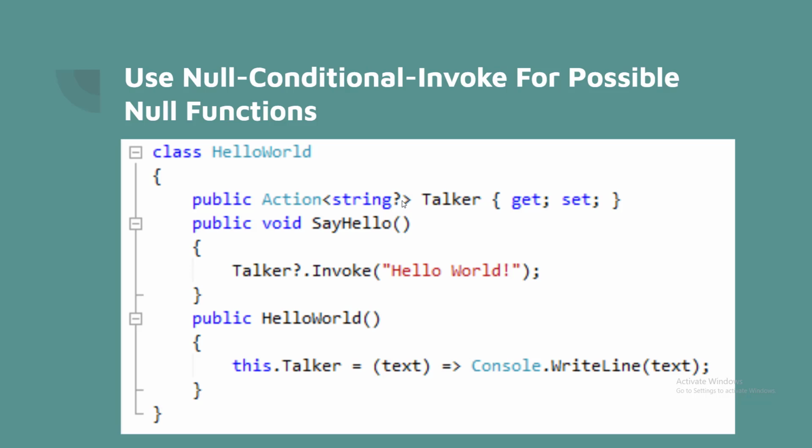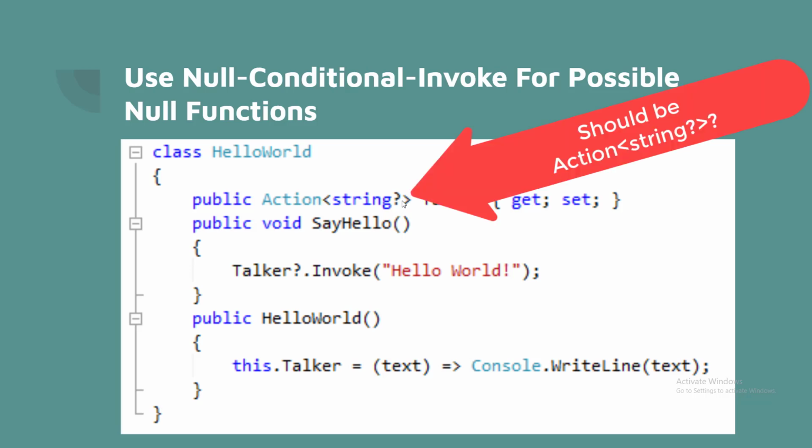So talker question dot invoke will never throw a runtime error if talker is null. Isn't it the hello world string though that's now nullable? It is according to his action type, yeah. Sorry, say that again. You put the nullable on the string in the action. The string is nullable, but the action is also nullable. It can be assigned null. I should have made them both nullable. That's an error on my part.